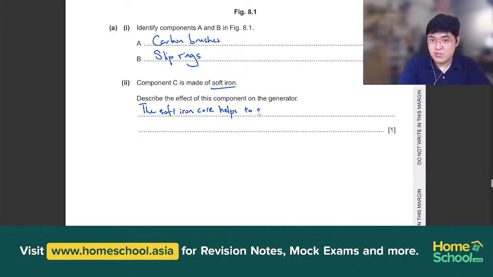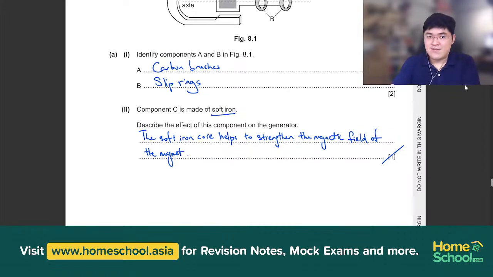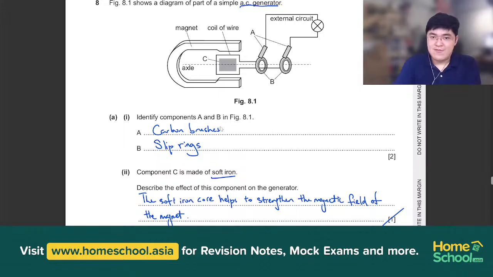helps to strengthen the magnetic field of the magnet. And just like that, 1 mark, done. Straightforward. As long as you write down that it strengthens the magnetic field of the magnet, you should get your 1 mark. And sorry for missing out the previous part: if you write carbon brushes, that's 1 mark. Slip rings, second mark, to get your full 2 marks for this part as well.